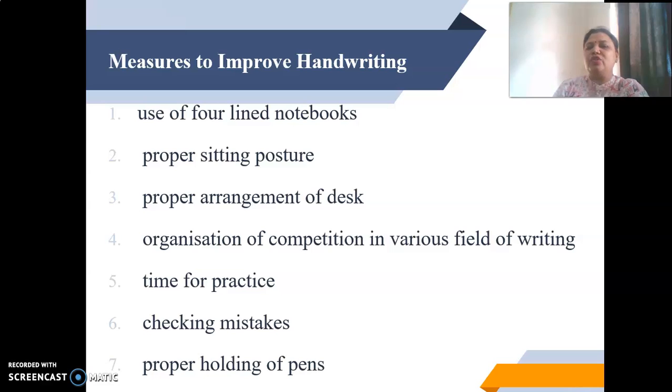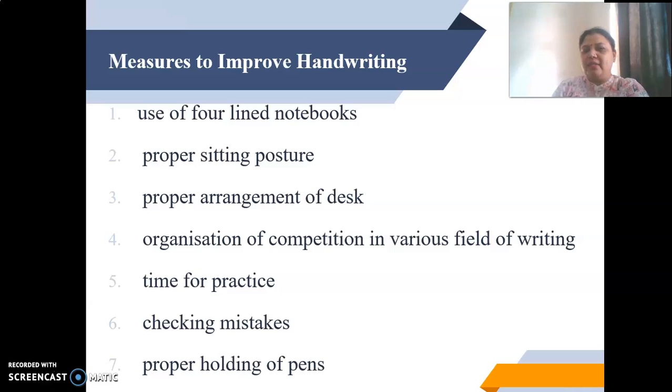Next is organization of competition in various fields of writing. In school, teachers or school authorities can organize calligraphy competition or writing competition and other kinds of competition which involve writing, so the students will develop their writing abilities.